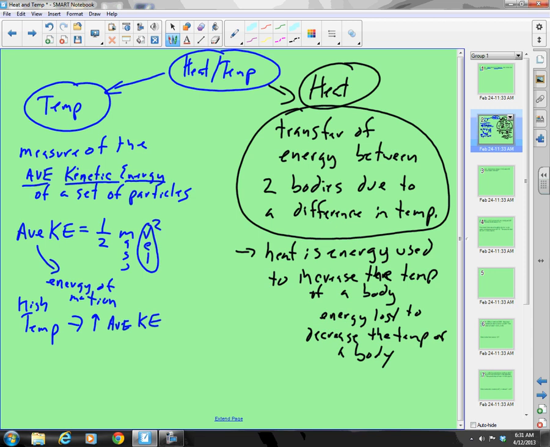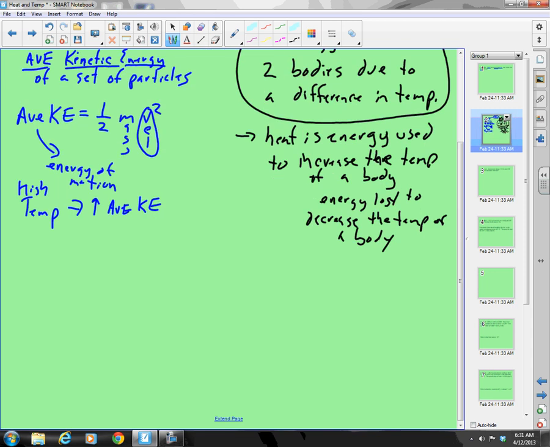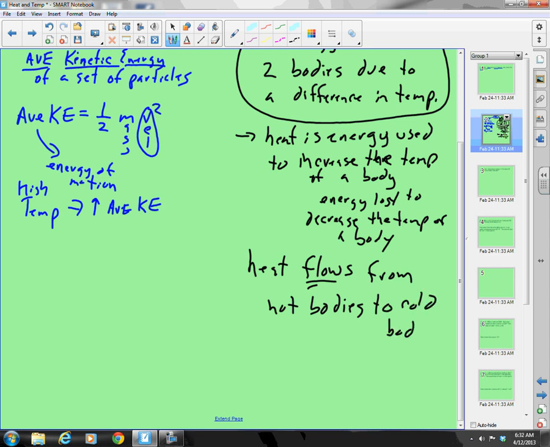Now, there's one other thing we ought to know about heat, and that is heat always flows. Heat, we say, flows. I don't know why we say flows. Heat transfers from hot bodies to cold bodies. So heat always goes from hot to cold. You never have heat going from cold to hot.